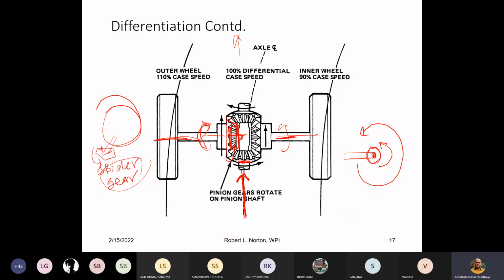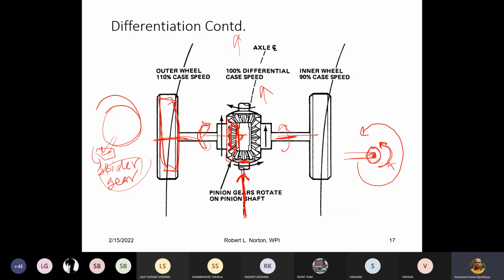So when you are moving in a straight line, this axis movement is not happening. It will only have a rotation, so it is not going to affect anything. But when there is a turn, what happens? This spider gear will start rotation because it is attached to the ring gear. So based on this wheel's input or output, it will have the motion.